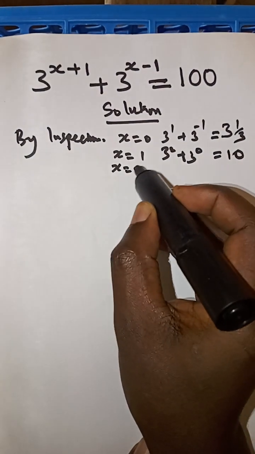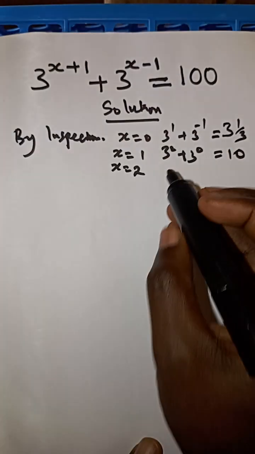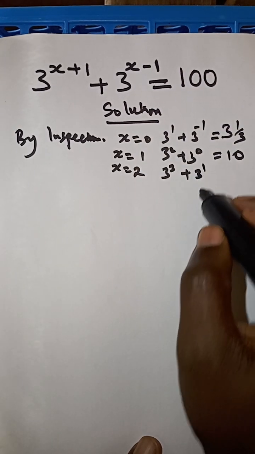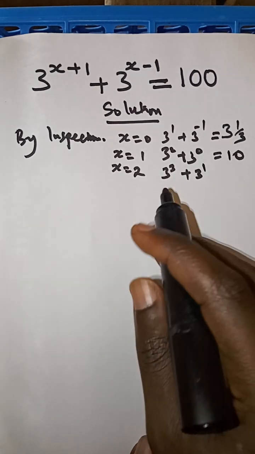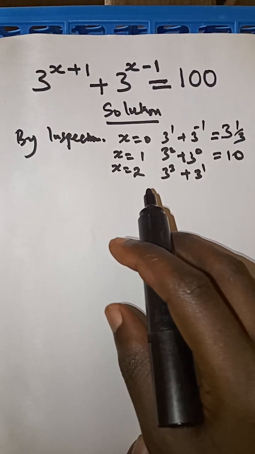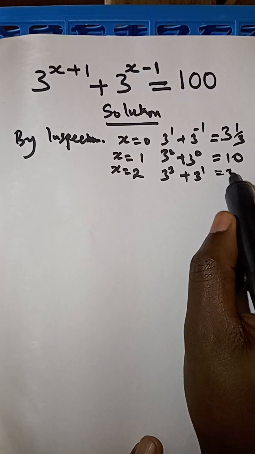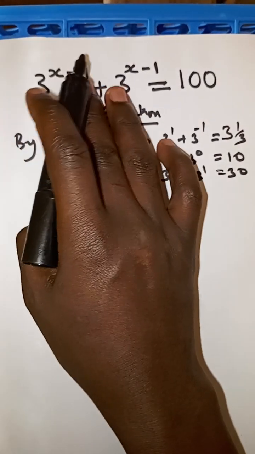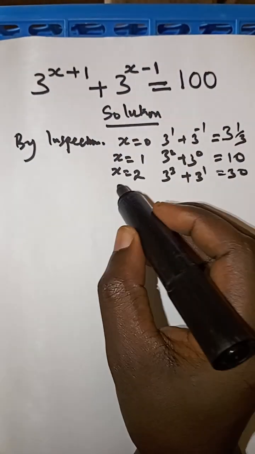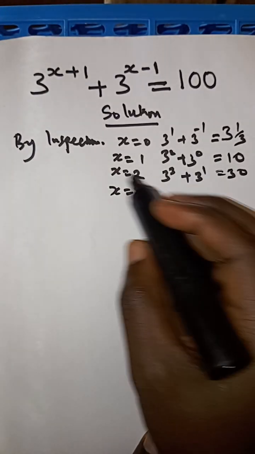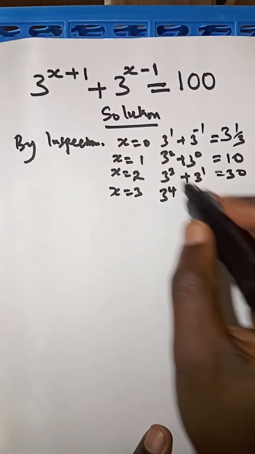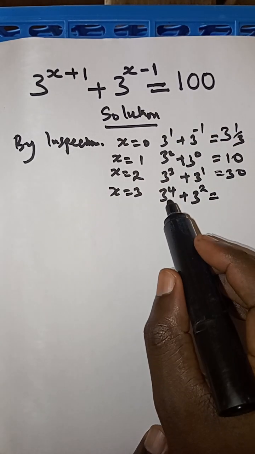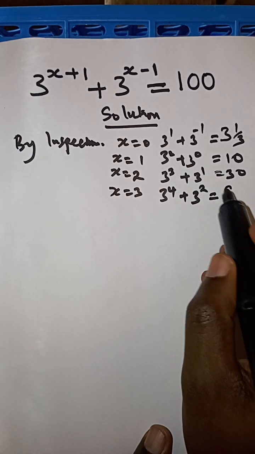So when x is equal to 2, I'm going to end up with 3 to the power 3 plus 3 to the power 1, which is 27 plus 3, which is 30. I'm trying to predict if I can get the actual value of x by inspection. When x is equal to 3, I'm going to get 3 to the power 4, of course, plus 3 to the power 2. When you get 81 plus 9, you get 90.